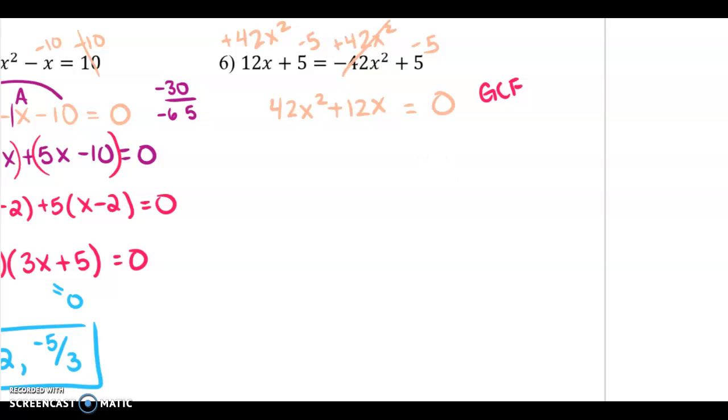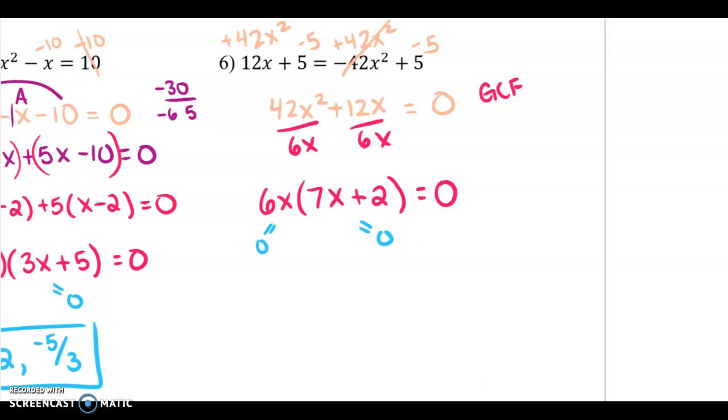And that should be 6 and an x. So when I take out a 6x, I end up getting 7x plus 2 equals 0. And then yes, you have a binomial, but it's not a difference of squares because nothing's being squared. Actually, what you can do from here is set your factors equal to 0 to find your answers.